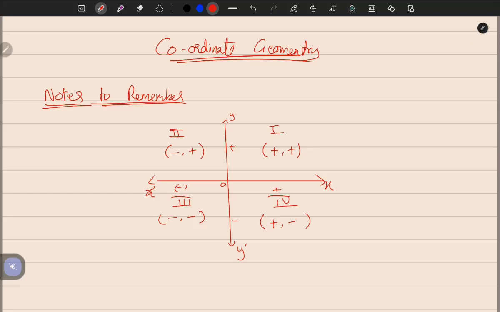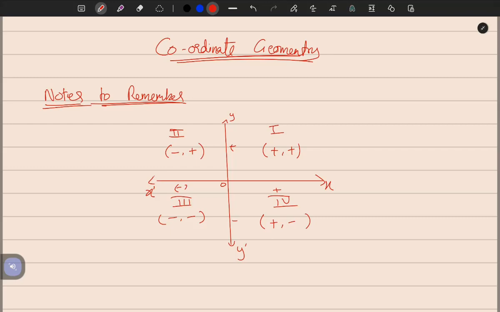So this is the graph. So this is the y-axis and this is y dash. This is x dash and x. So first quadrant is y to x. So y is positive, y axis has positive numbers and x axis has positive. So the first quadrant is plus and plus.